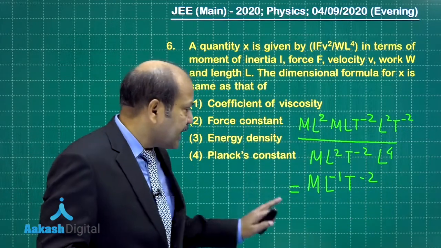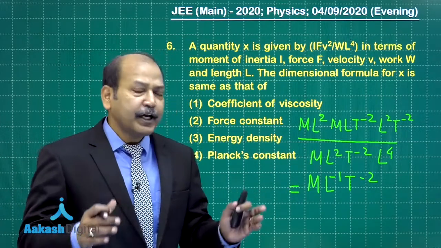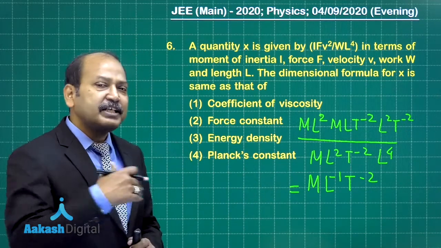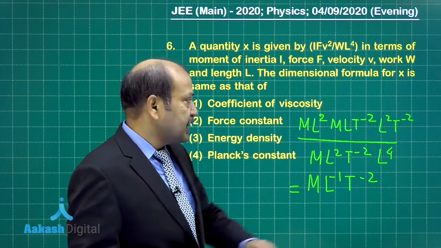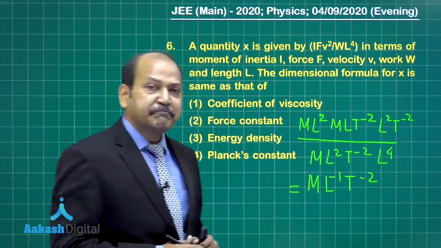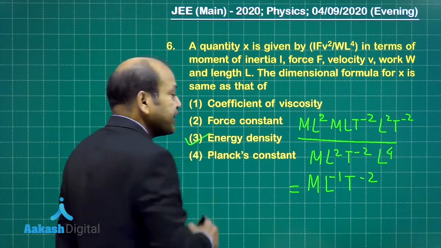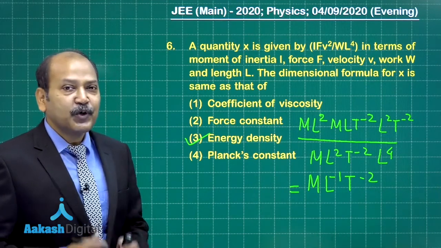And this in fact is the dimensional formula for energy per unit volume. Energy is M L^2 T^-2 divided by volume, that means divided by L^3, has same dimensional formula as this one, and that means among the options, the third option, energy density, is the correct one. Let's go to the next question now.